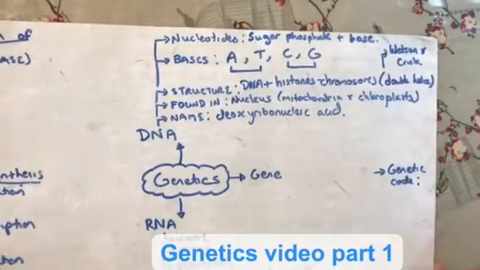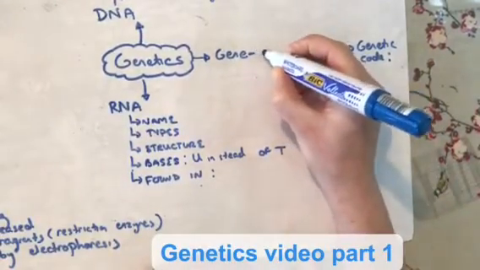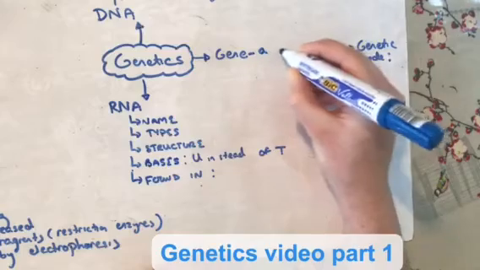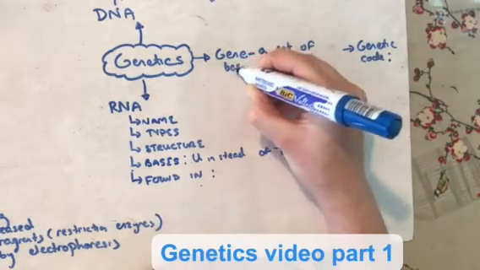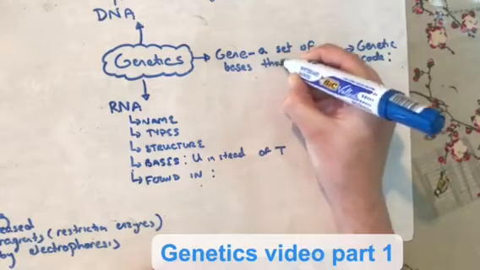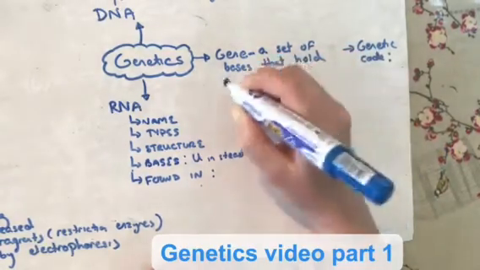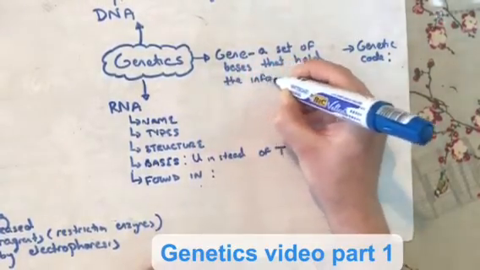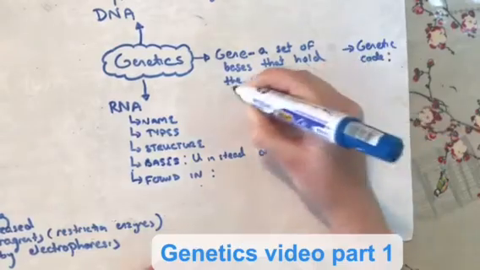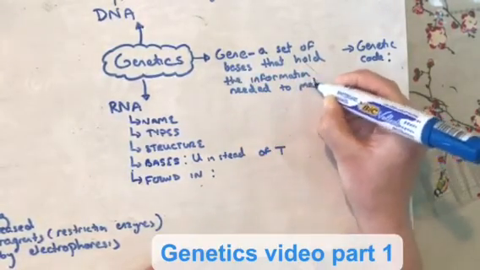Now, let's look at a gene. A gene is a set of bases that hold the information needed to make a protein. We'll talk about that in a second.